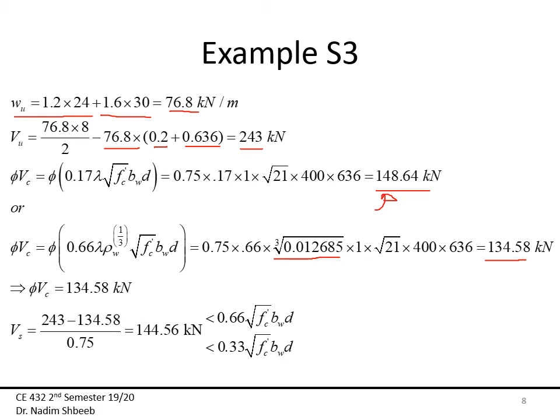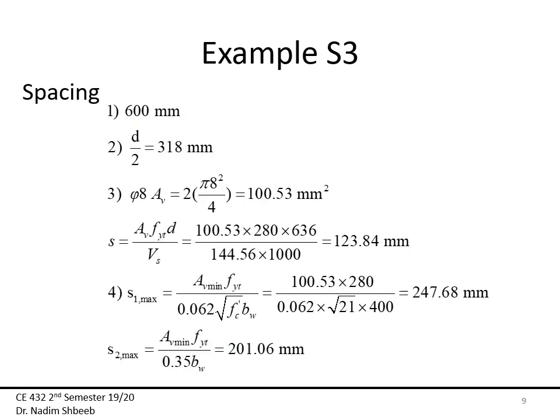All right. So calculating Vs, it's going to be my V ultimate minus 134, which is my phi Vc, divided by 0.75, and this is giving me 144.56, which again is less than 0.66 and 0.33. So going now to the spacing, still I'm going to use 600.